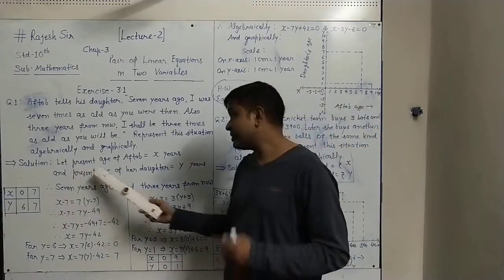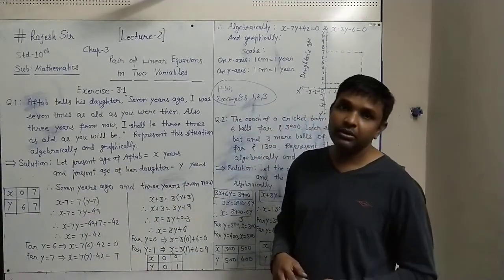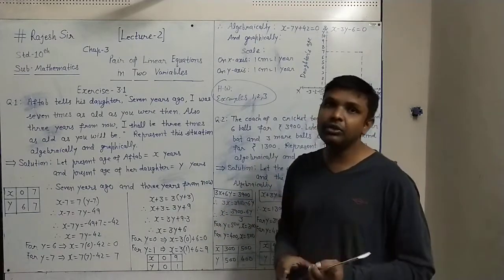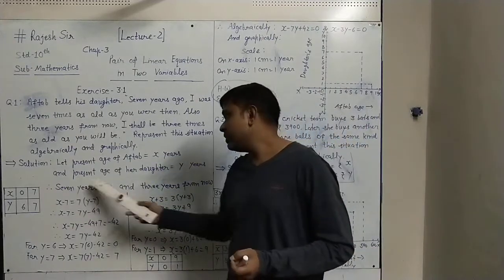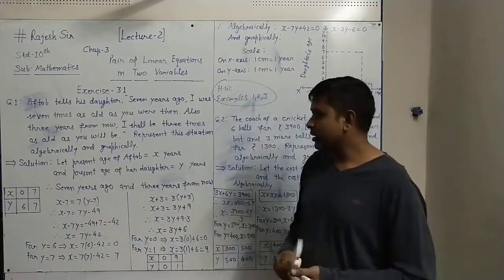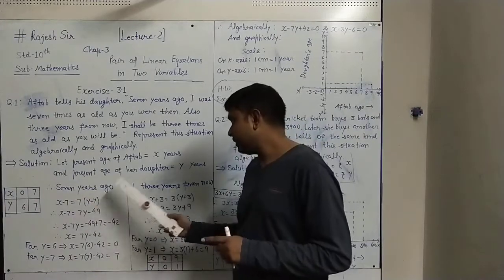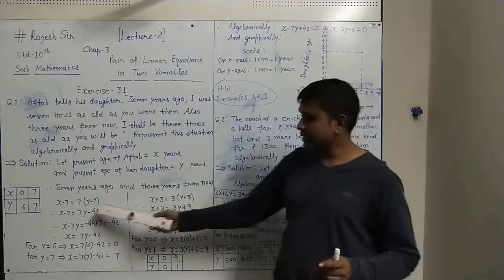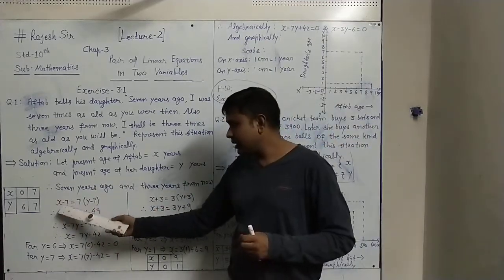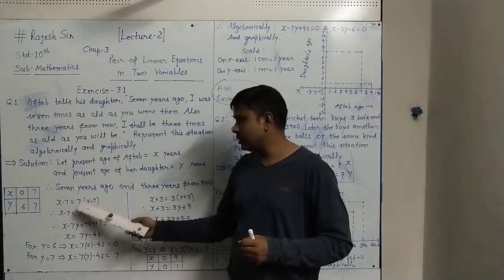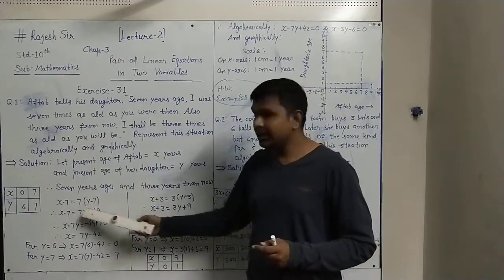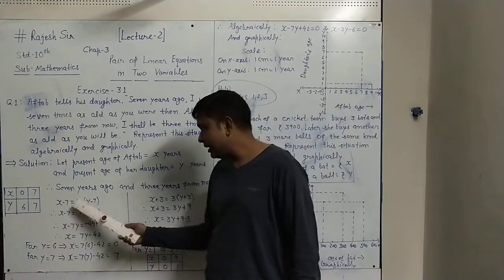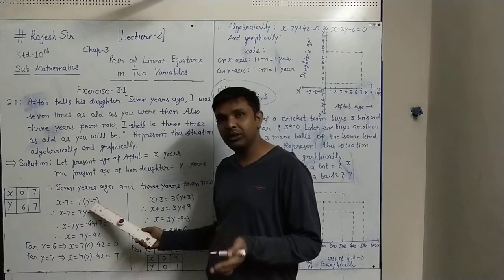So in the solution, let the present age of Aftab be x years. Here the age is given before 7 years and after 3 years. So first we consider the present age of Aftab is x years, and the present age of his daughter is y years. If you talk about 7 years ago, Aftab will be x minus 7 and his daughter will be y minus 7. And what is the relation between them? Aftab's age is 7 times his daughter's age. That is given. So this way we can represent it in equation form. Aftab's age 7 years ago is 7 times his daughter's age 7 years ago.